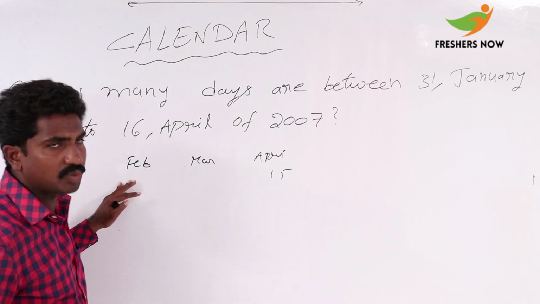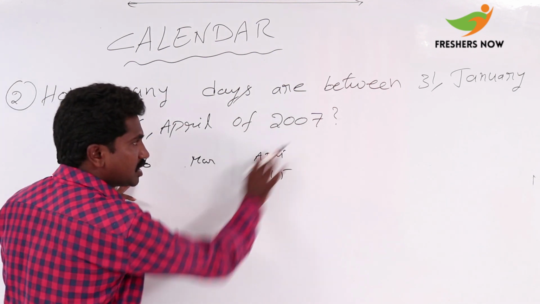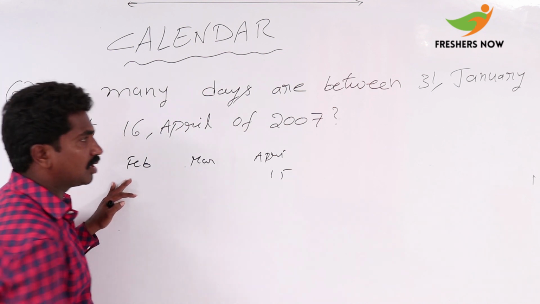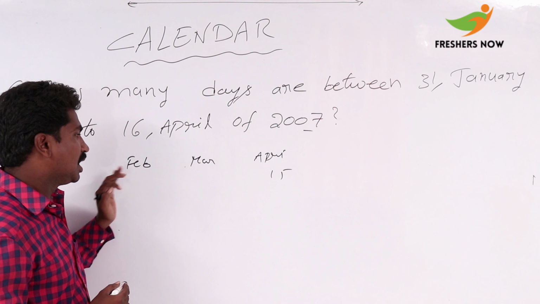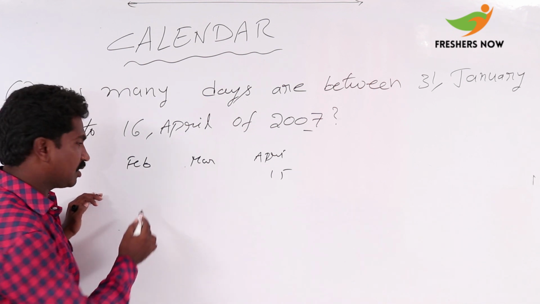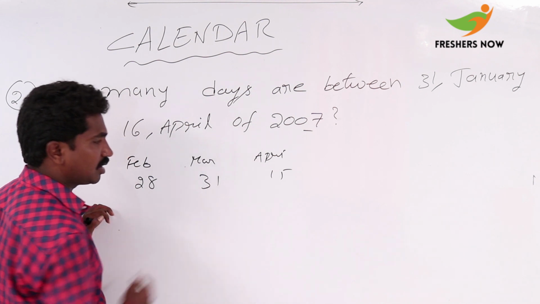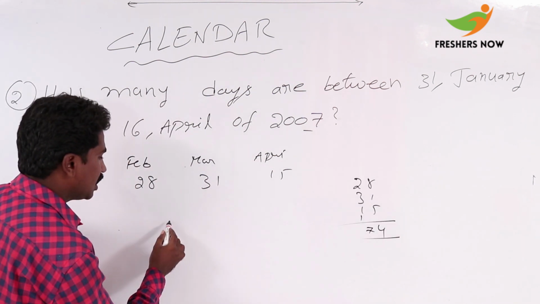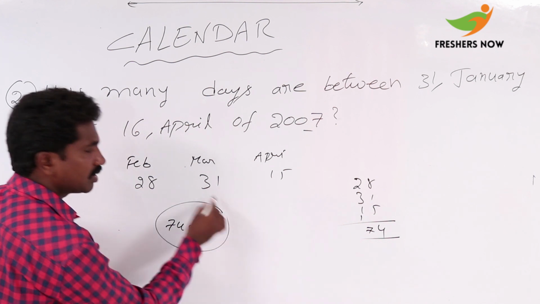Here February month included. At that time we observe, is it leap year or non-leap year? 2007. This is a non-leap year. The last 2 digits 07 not divided by 4. So in non-leap year how many days are there? February 28, March 31. Add all the days. Total 74 days.